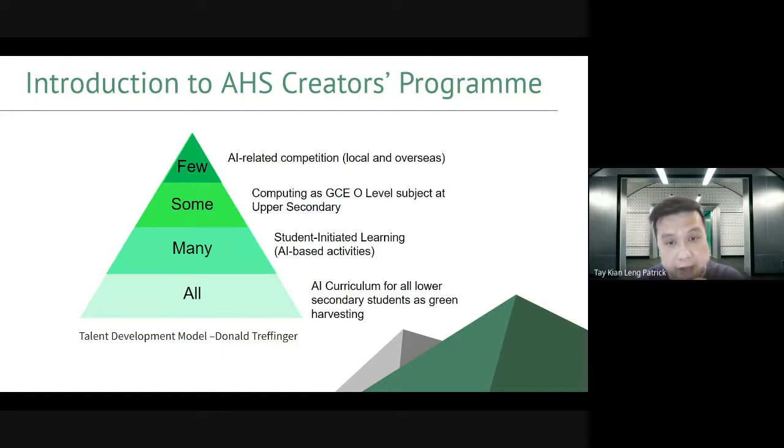So we do have AI-based activities for the student-initiated learning, which quite a number of them have been taking up. And then by the time they get to Sec 3, we're looking at about a class of them taking GCE O-level computing, and out of this, we are hoping that at least we can send a few to AI-related competitions, both local and overseas when the situation permits.